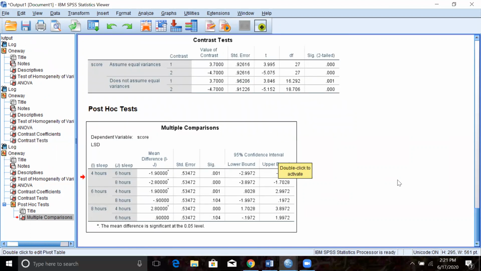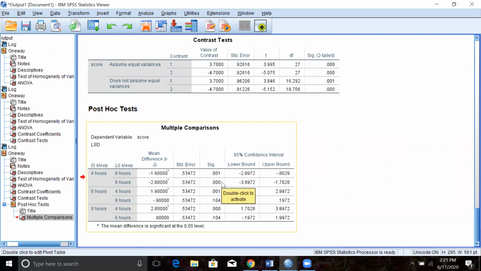Is 4 different from 8? Yes, that difference is even more significant. The difference between 4 hours of sleep and 8 hours of sleep is p less than 0.001. Again, indicating that people who got 8 hours of sleep did better on the quiz than people who only got 4 hours. This output is a little bit like a correlation matrix in that it's comparing everything to itself. So there are redundant values in here.